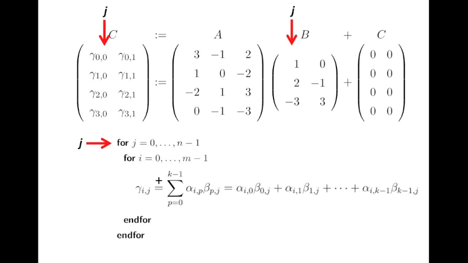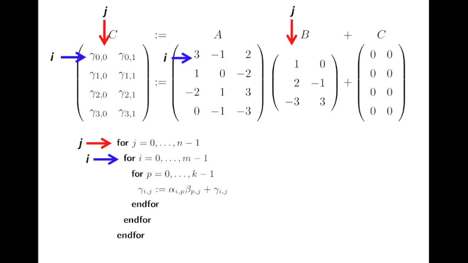The j index keeps track of the columns of C and B with which we are computing. The i index keeps track of the rows of C and A with which we are computing. If we replace the summation that was the dot product, then we end up with a loop indexed by p that adds the dot product to the ij entry of C.